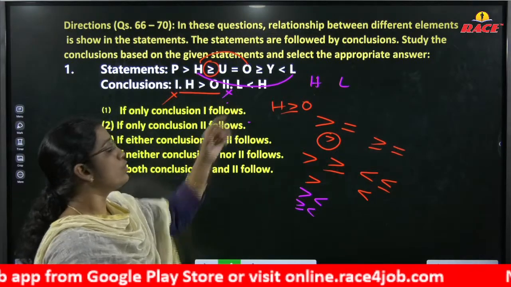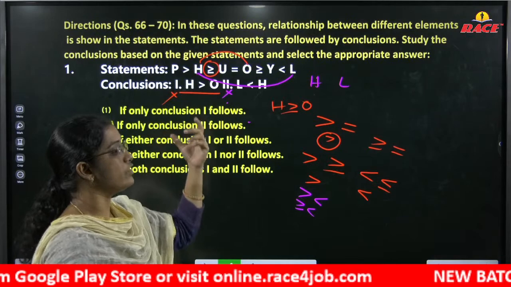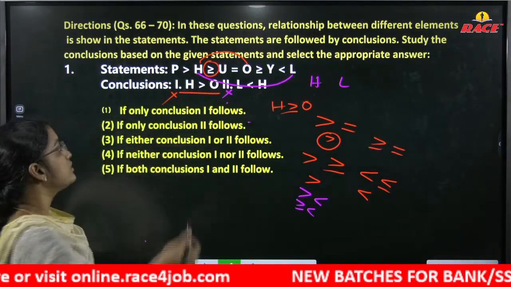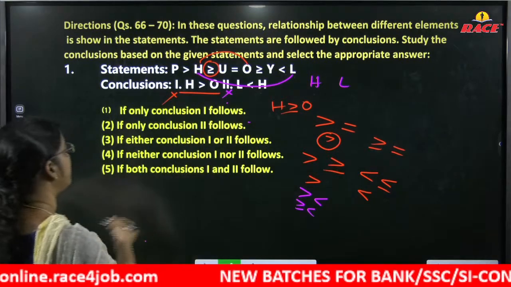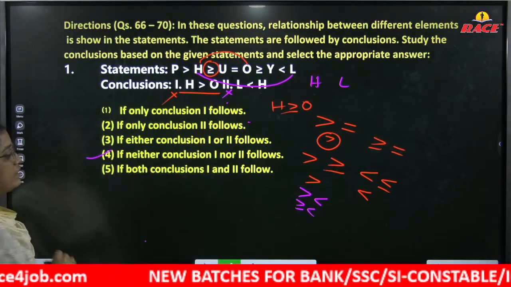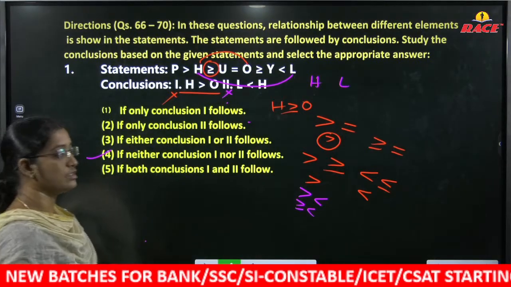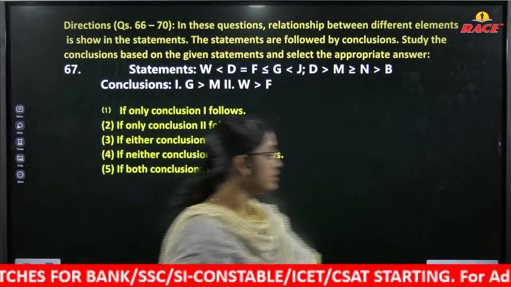That means we are not getting the exact answer, but they are giving particularly the L and H relation as less than. So that is wrong. Here we are getting both wrong. That means both are wrong, so the answer is neither one nor two follows. That means both do not follow. Okay, then our second question.